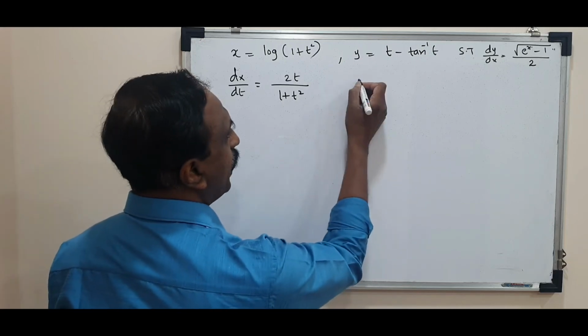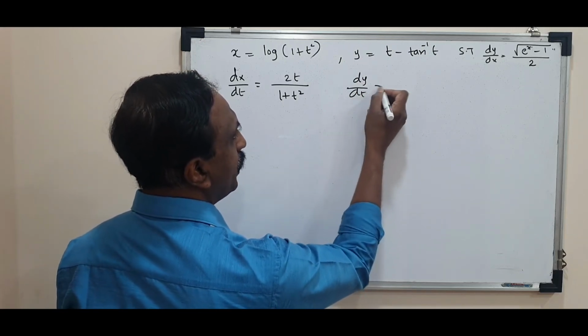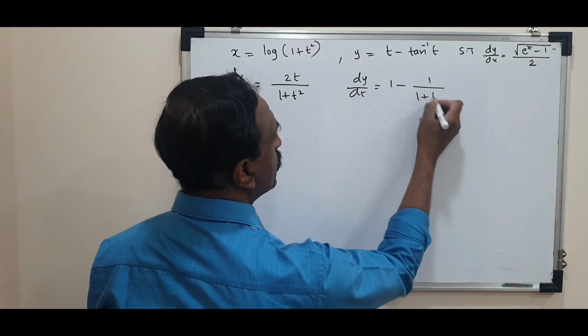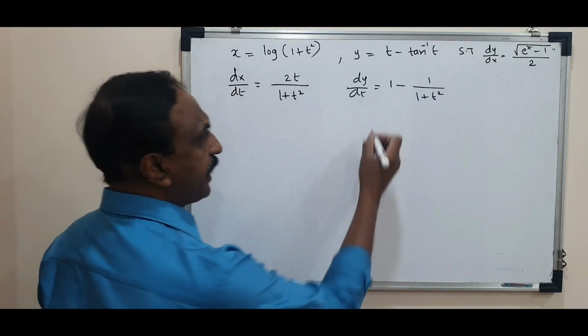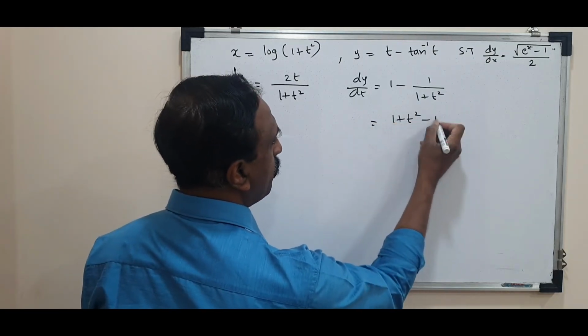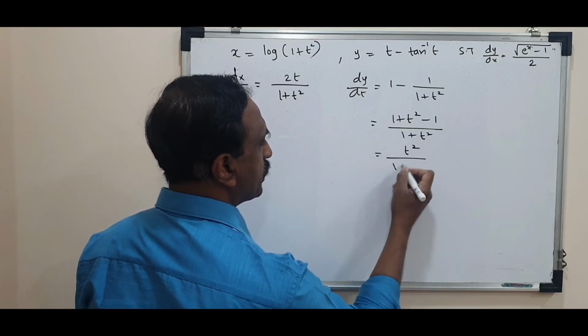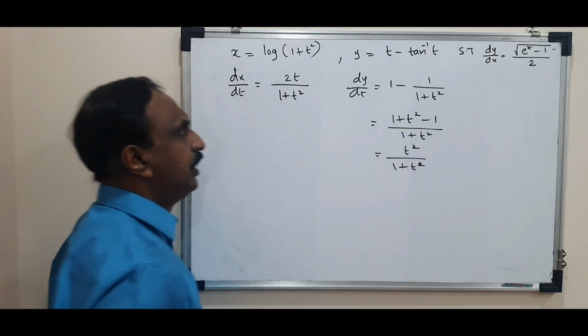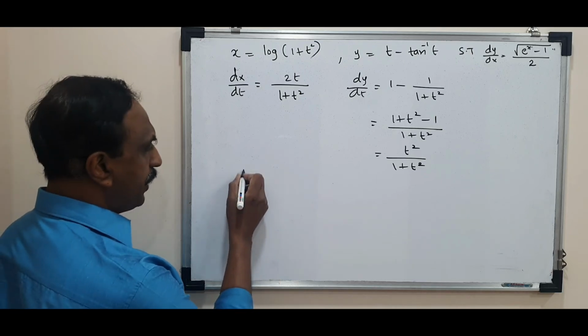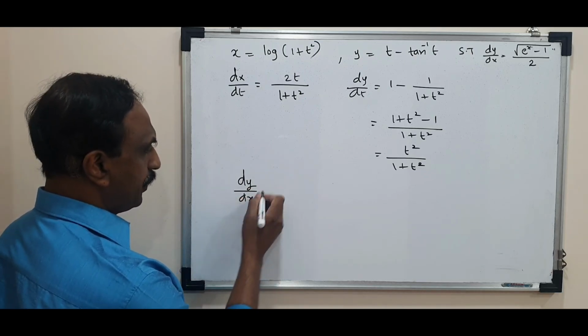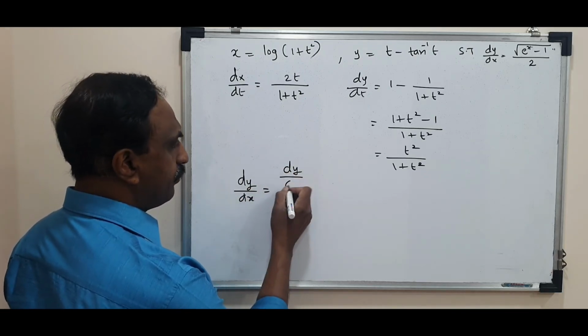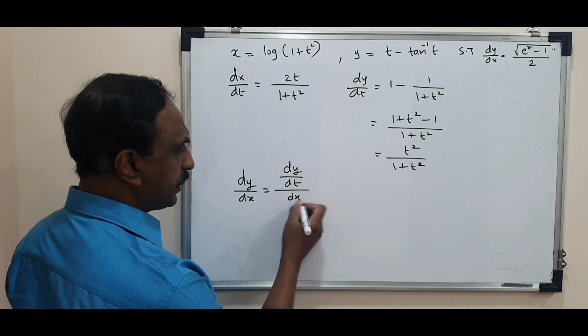is 1 upon 1 plus t square into the derivative of t square, that is 2t. Now I'll differentiate y, dy by dt. 1 minus 1 upon 1 plus t square. If I take the LCM, 1 plus t square minus 1 upon 1 plus t square, which gives t square upon 1 plus t square. Now I need to find dy by dx, which is dy by dt divided by dx by dt.